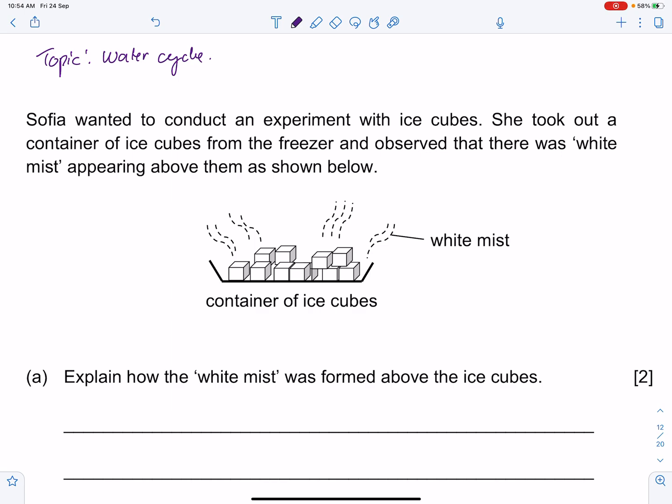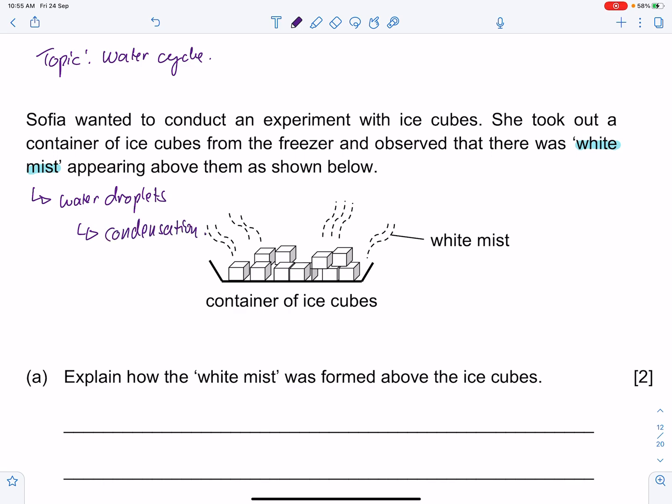It's very important. So whenever you deal with water cycle, you always ask yourself, what is the concept here? The concept being tested, even when I don't read the question at all, I see words like white mist. If I can see it, it means that it cannot be water vapor. It must be water droplets because I can see it. You cannot see water vapor, right? So it has to be water droplets. And if there's water droplets, I know that condensation must happen.